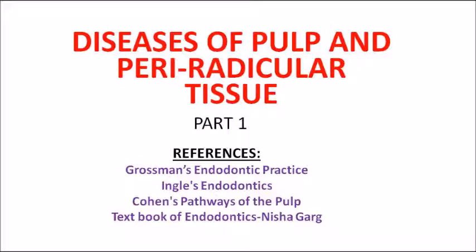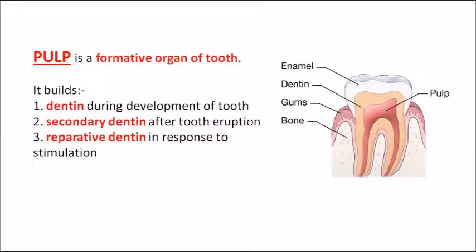The references, as I have explained in the previous chapter, are Grossman's Endodontic Practice, Engel, Cohen and Nisha Garg textbook of endodontics. To know about pulpal diseases, we should know what a normal pulp is, how it acts, and what the contents of the pulp are.